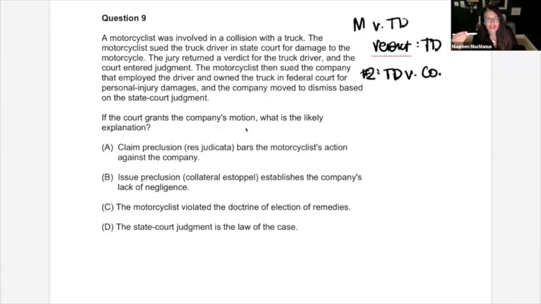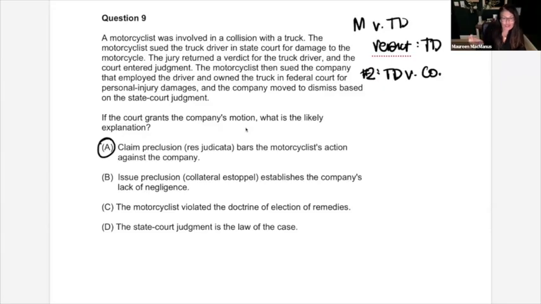Generally, when they are testing issue preclusion, they are going to be a lot more detailed and give you more factual information. What did they find? Had they found something about the truck driver, or that the motorcyclist ran the red light? So it's going to be something a bit more detailed versus claim preclusion. So that's another way to distinguish between those. So if the court grants the motion, what is the likely explanation? And here it's claim preclusion.